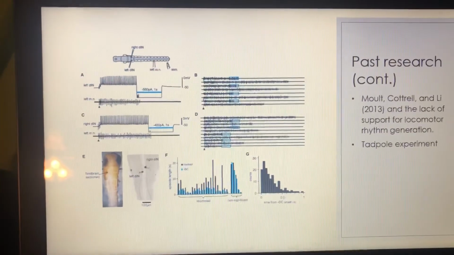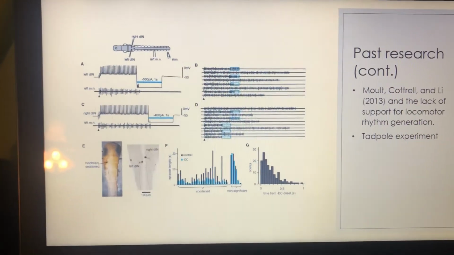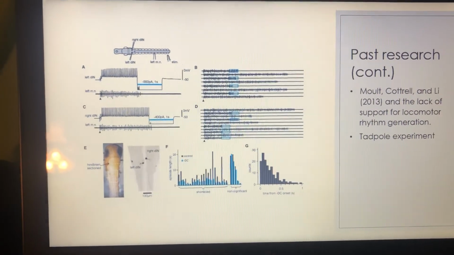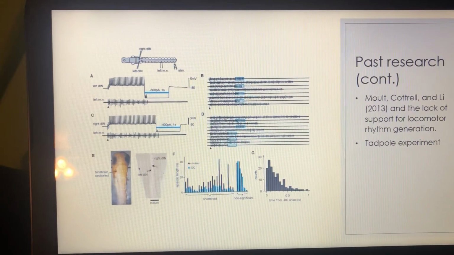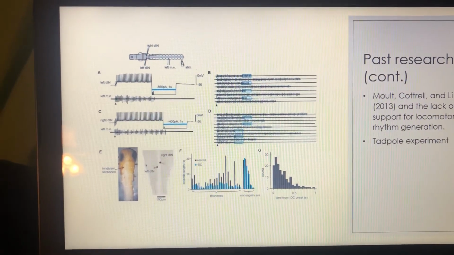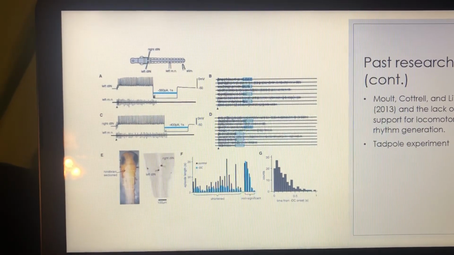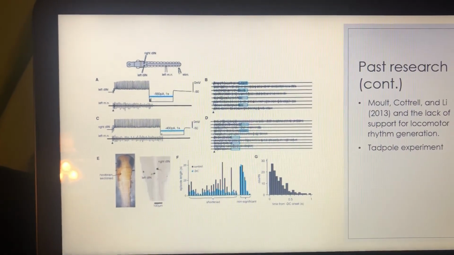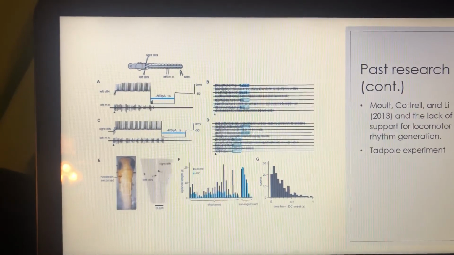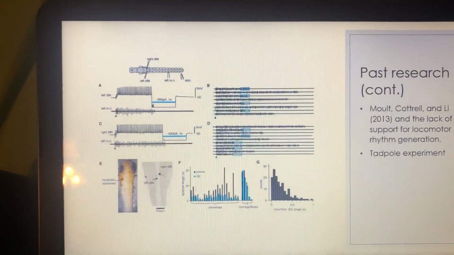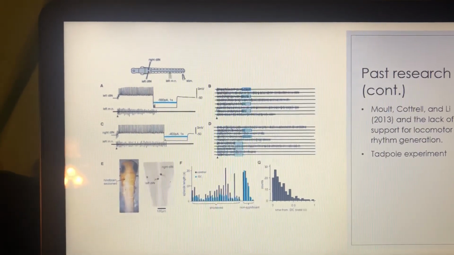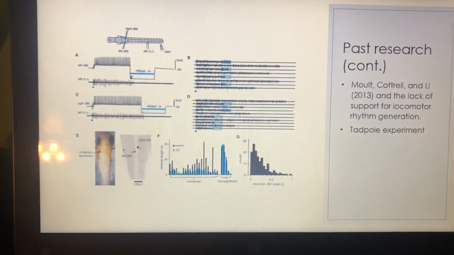In contrast, a study by Molt, Cottrell, and Lee, 2013, explained how there is a lack of support for locomotor rhythm generation. In this study, they utilized tadpoles to better explain reciprocal inhibition. And in this study, they found that the hindbrain and spinal cord of the tadpoles actually depended on each other for them to maintain their swimming rhythm.